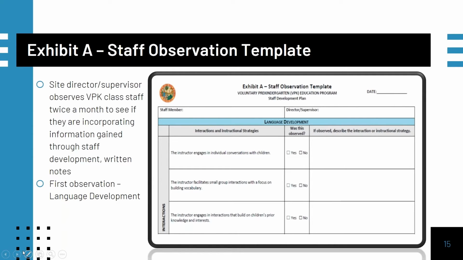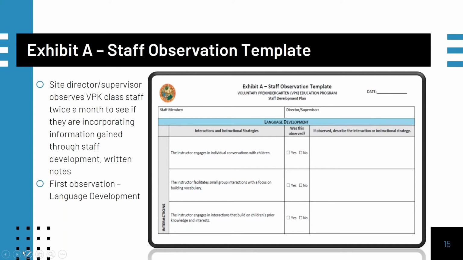So as you can see in the column on the left, it's interactions and instructional strategies. So basically what you're going to be doing during your observation is looking to see if that instructor is engaging in individual conversations with children. You're going to look and see, was this observed? If it's yes, you're going to check the yes box and then describe that interaction or that instructional strategy that you noticed. If it's no, then you would click no, and you know that that's something that you would need to address with that instructor during that meeting that you have with that teacher as a follow-up.